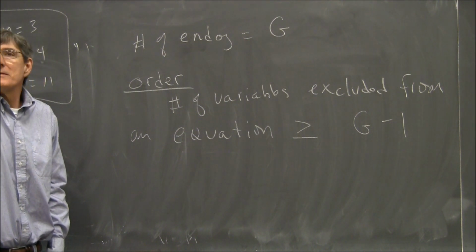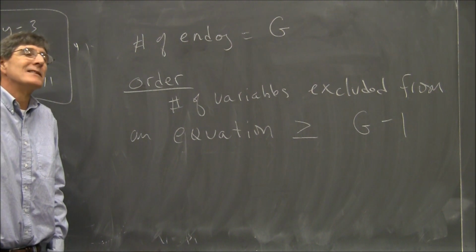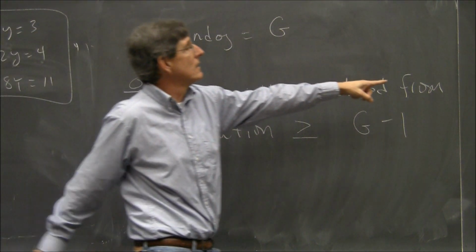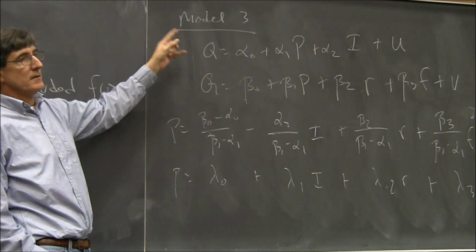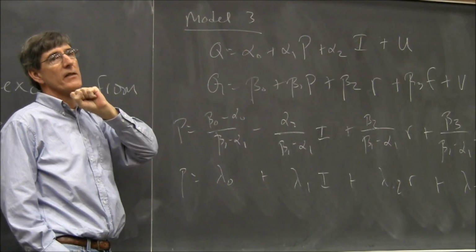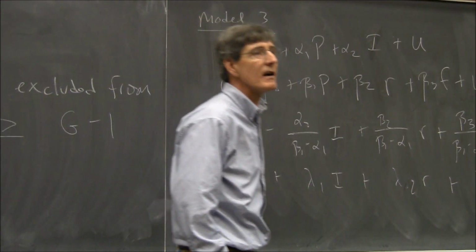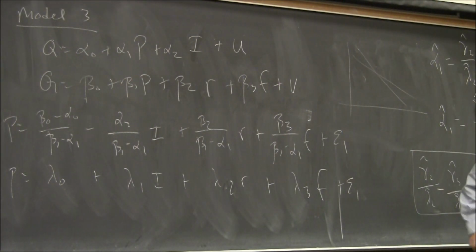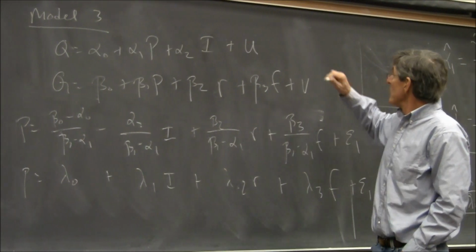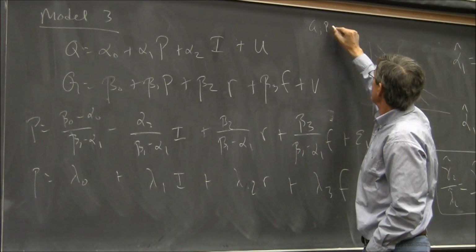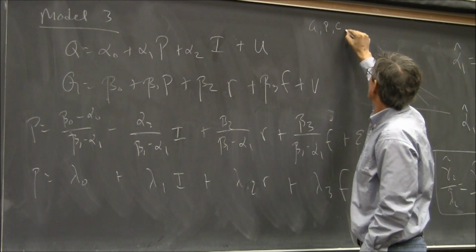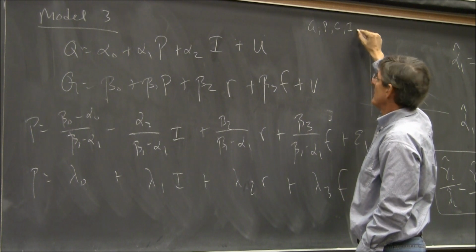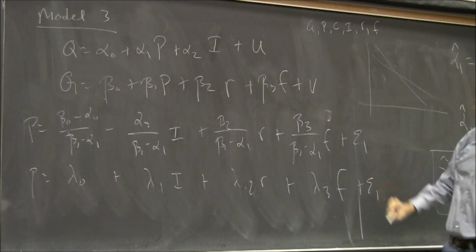I'll do some examples, show you how this works. What's G in this model? 2. So the number of excluded variables has to be greater than or equal to 1. The variables are Q, P, C, I, R, and F.